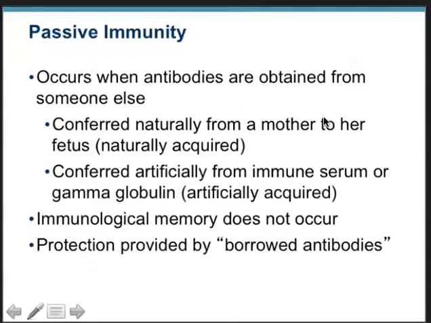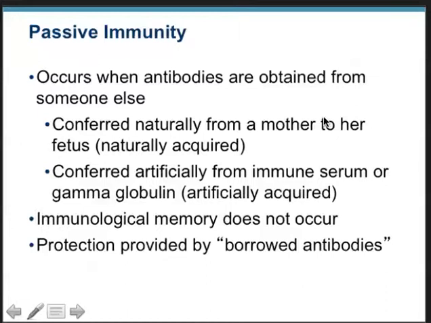Okay, you might, for instance, get a dose of passive immunity through a needle. Say if you were going to a part of the world that had malaria as an endemic disease, what you might want to do is get a shot of gamma globulin that's specifically directed against antigens that are found on the malaria parasite in order to provide you temporary immunity against the disease while you're in country.